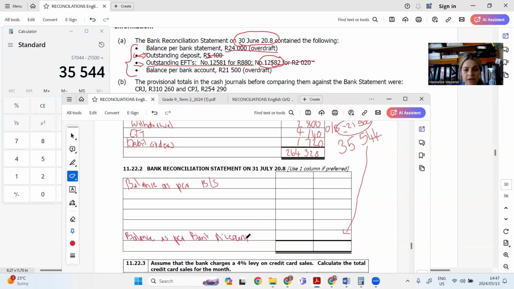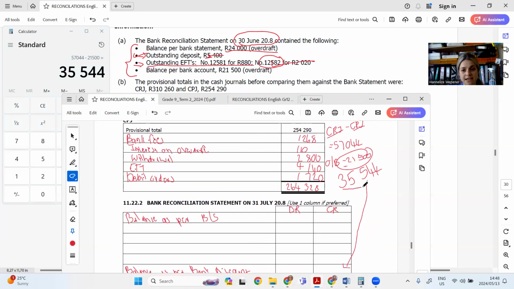Remember that on the bank statement, if we have a positive bank balance, a favorable bank balance, we will have a credit balance as per our bank statement. But in our books, our bank is our asset. So if we have a favorable bank balance, it will be on the debit side. And in this case, we do have a debit side balance, because remember, we started with the overdraft, but then when we recorded all of our outstanding transactions, we ended on a debit balance. So that is why we have a debit balance, a positive balance.